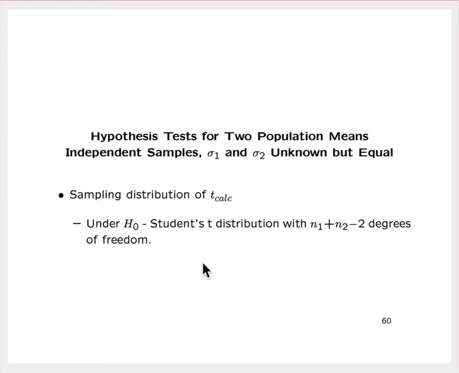The sampling distribution of t-calc, if the null hypothesis is true and as long as the two populations are normally distributed, is Student's t-distribution with n1 plus n2 minus 2 degrees of freedom. If the populations are not normally distributed, then under the assumption of the null hypothesis, t-calc will be approximately distributed according to Student's t-distribution with n1 plus n2 minus 2 degrees of freedom.